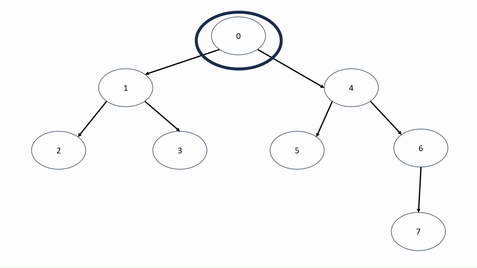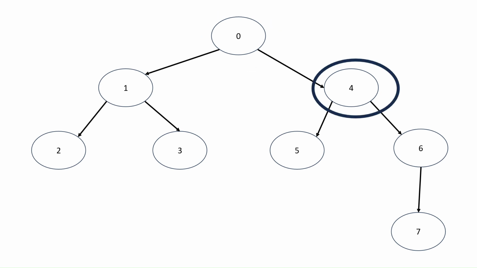Now let's say we want to change the starting node. Let's say I keep 4 as the starting node. I can see now 4 has 3 branches: one is 5, another is 6, and another is 0. We can visit any of them, but I'm visiting 5 first.